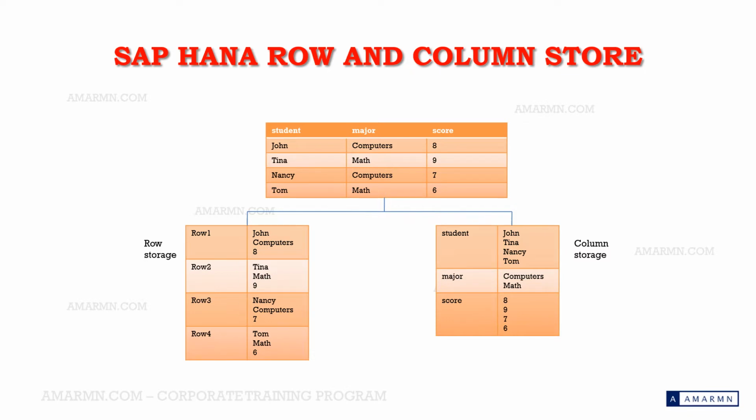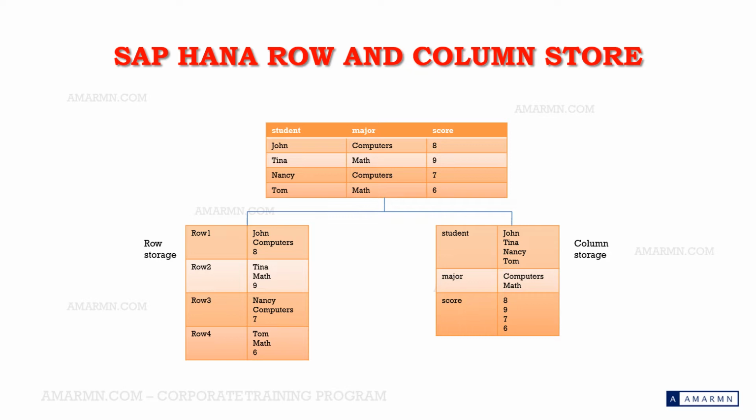SAP HANA database supports both row and column store. That means the database of SAP HANA supports both row tables and column tables in the same database. By supporting both row and column store, SAP HANA gets the power of supporting both transactional as well as analytical applications to the optimum. An example of such a modern system is SAP S/4HANA, which combines both transactional and analytical applications and is built on SAP HANA platform.